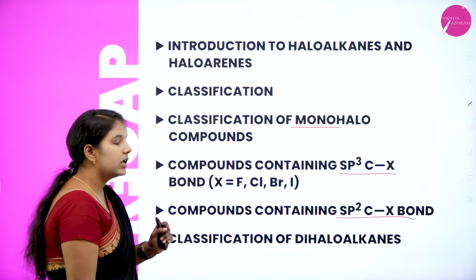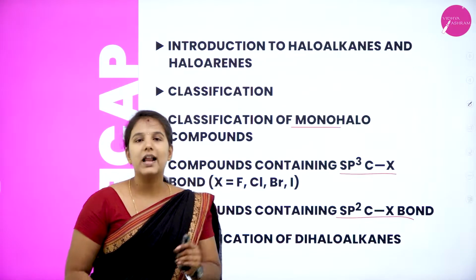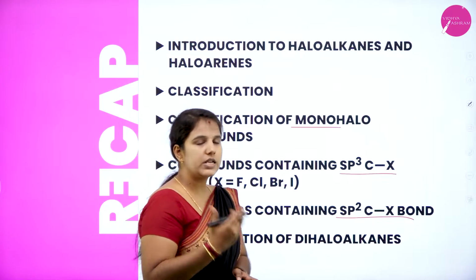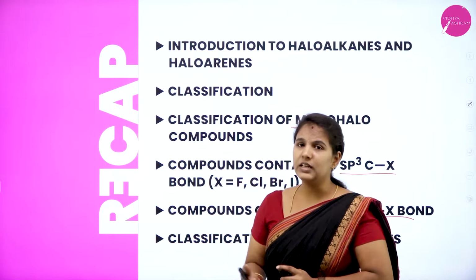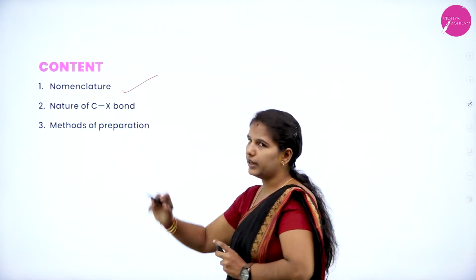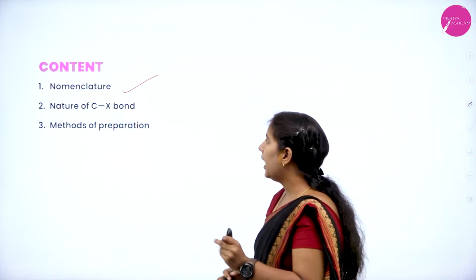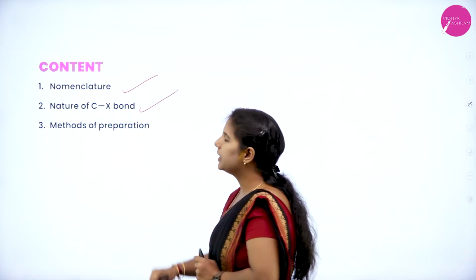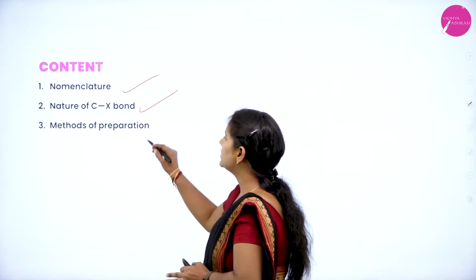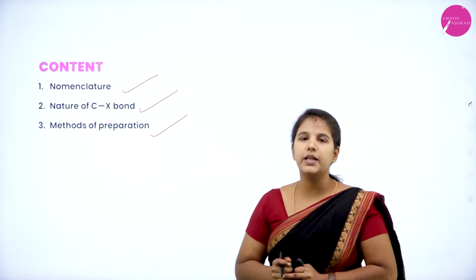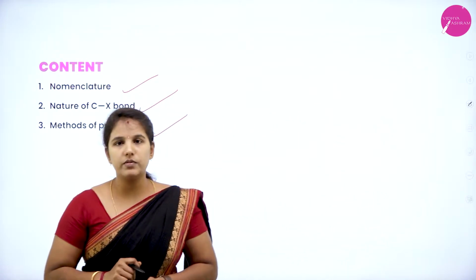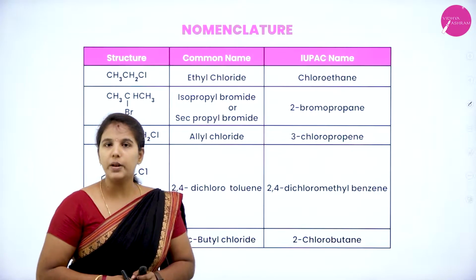In addition to this, we also discussed the classifications of dihaloalkanes. Today, we'll step up and learn the remaining topics of this unit by understanding the nomenclature part, and the nature of the carbon and halogen bond in the haloalkanes. We are also going to understand what methods there are to prepare these haloalkanes. So first, we will directly move towards the nomenclature.